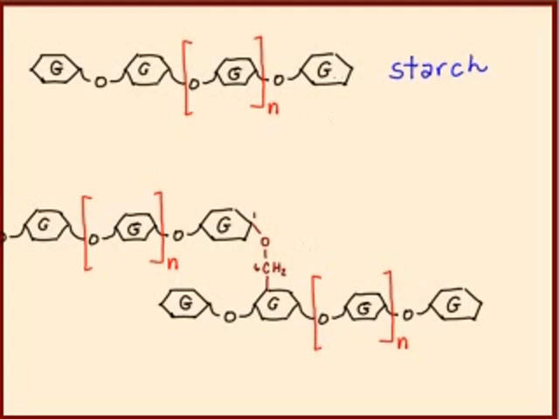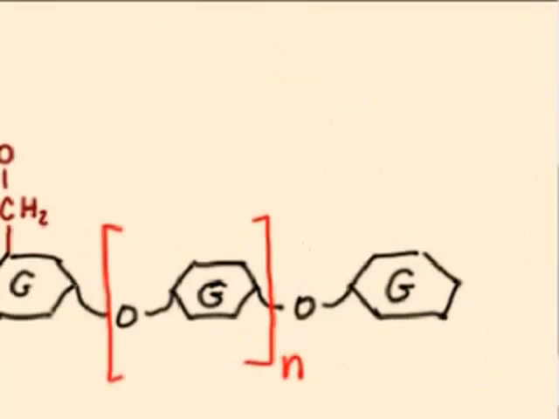And so now it's not starch, because starch is found in plants. However, this branched starch molecule, this is found in the muscles of animals. And we call this molecule glycogen.